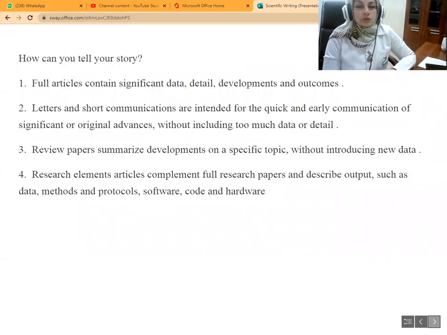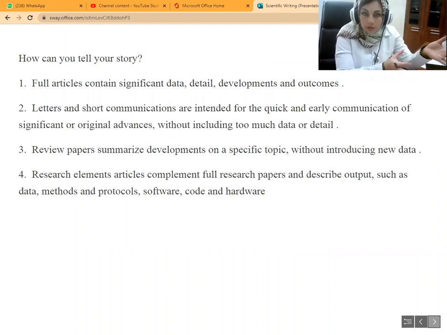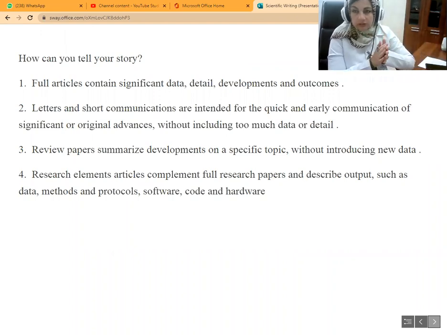So how can you tell your story? You can either put in a full article, and this is an article that needs data, details, development of work, results. That's a full article. You can have a letter or a short communication, and this is intended for small pieces of work or original advances without including too much detail.